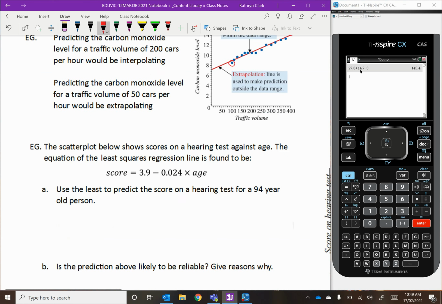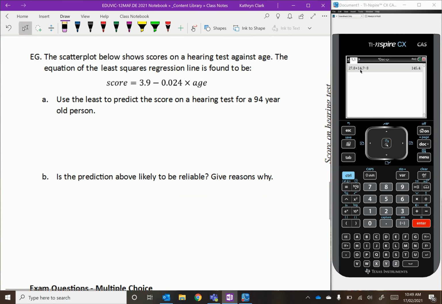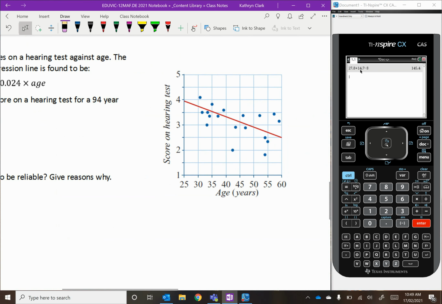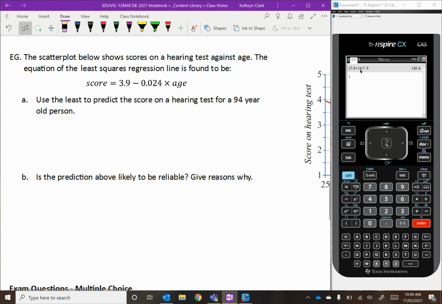So here we have a scatter plot that you can't see the picture of because I need to scroll across, but that's okay. Oh, look, it's hearing test and age, not age and height. There's our scatter plot, though. All right, and the first thing we're going to do is predict the score for a 94-year-old person.